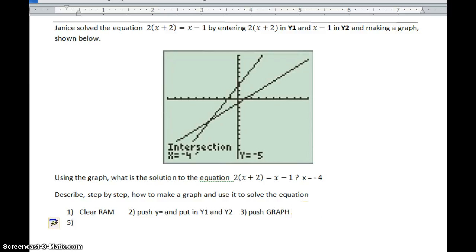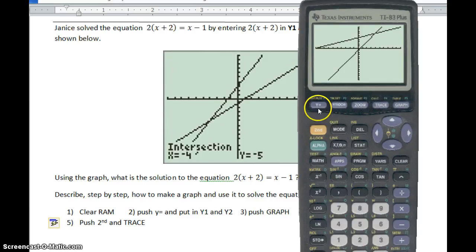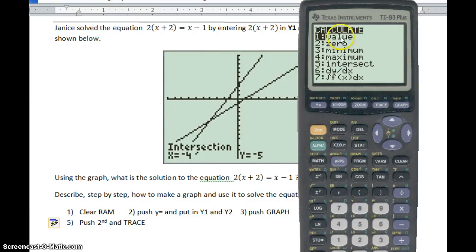Oh, it's numbering at 5. Step 4, or 5, is push second and trace. Now the letters above the word trace are CALC, for calculate. So we're going to the calculate menu. The calculate menu is right here. So let's see, second and trace, and that gives the calculate menu.